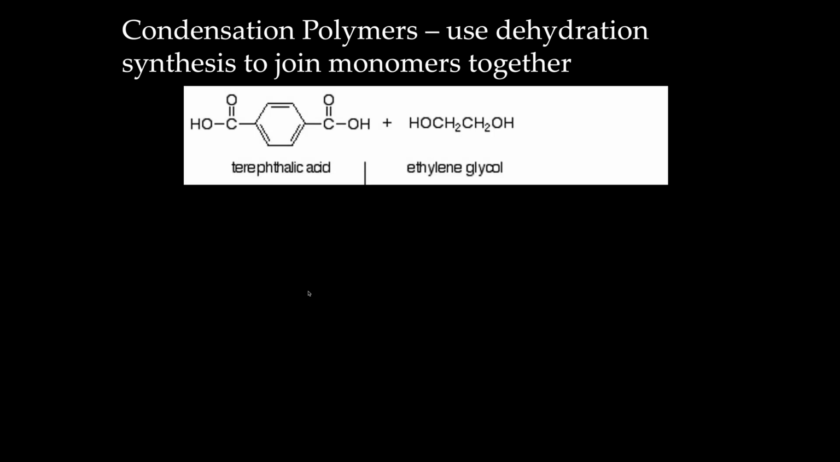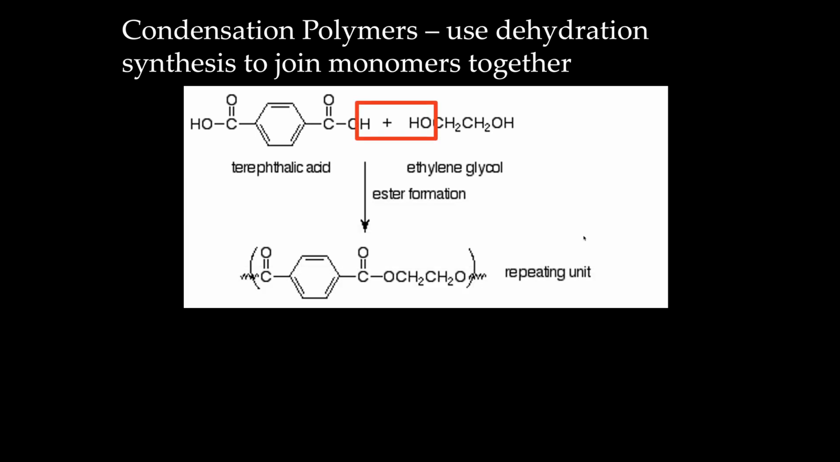Condensation polymers use dehydration synthesis to join the monomers together. For example, if we react terephthalic acid with ethylene glycol, the H from the acid and the OH from the alcohol will be removed and the two molecules will bond together. But notice that terephthalic acid has 2 acid groups and ethylene glycol has 2 alcohol groups, which means when you remove those H's and OH's, you can form a long chain of these molecules.